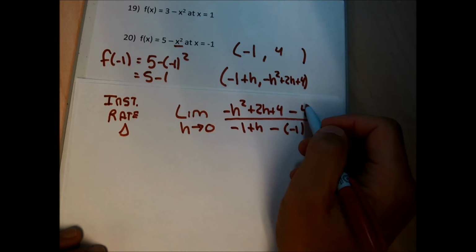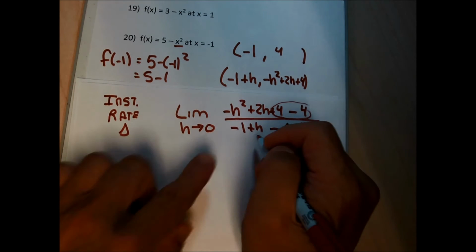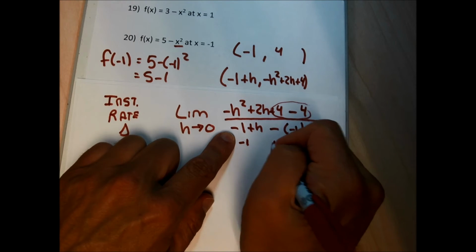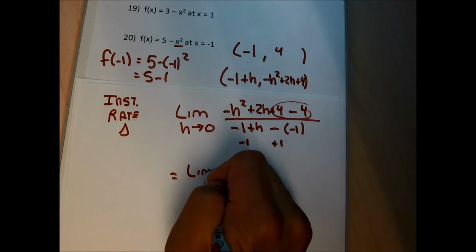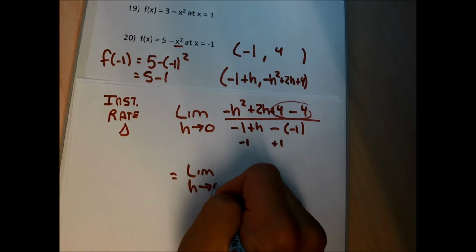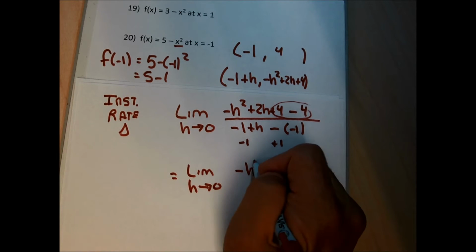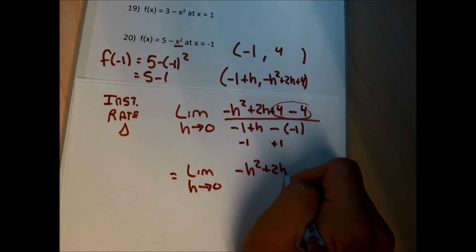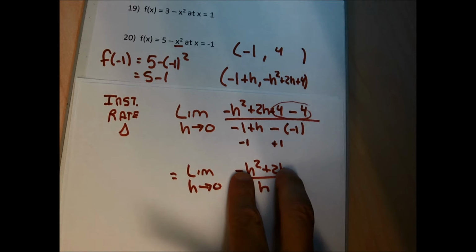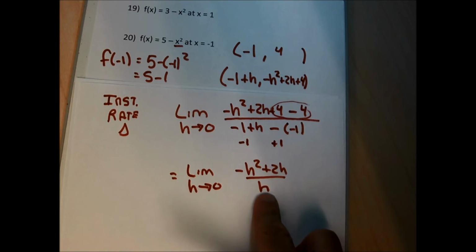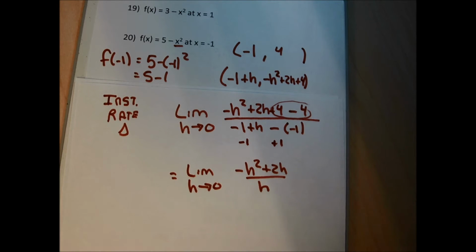In the numerator, the 4's cancel, and in the denominator, this is really negative 1 plus 1, so the 1's will cancel. So this is going to equal the limit as h approaches 0 of negative h squared plus 2h over h. I should plug the zeros in. If I plug the 0 in the numerator, each of the pieces go to 0. I'd get a 0 in the numerator. I'd also get a 0 in the denominator. I'd get a 0 over 0, and I'd have to go to the factoring and canceling.